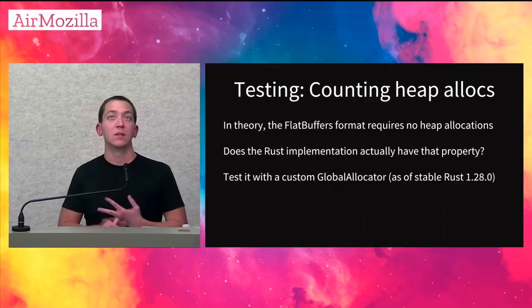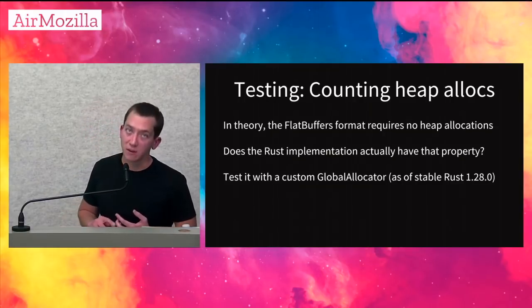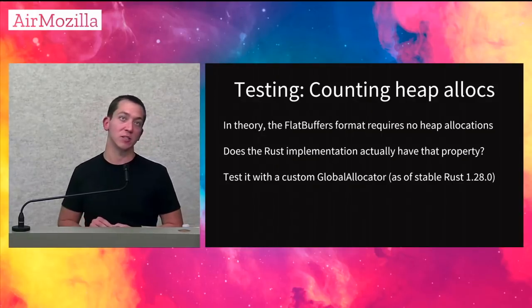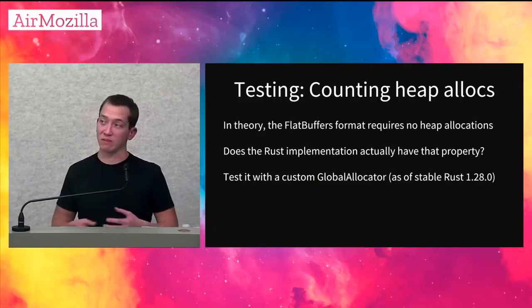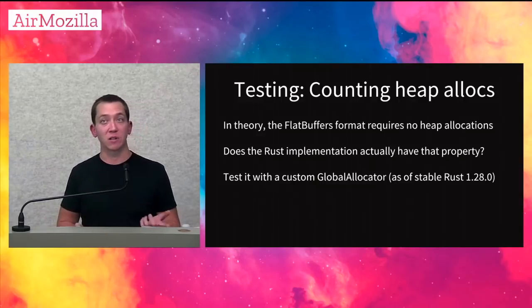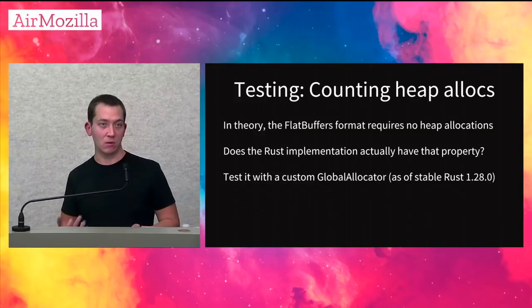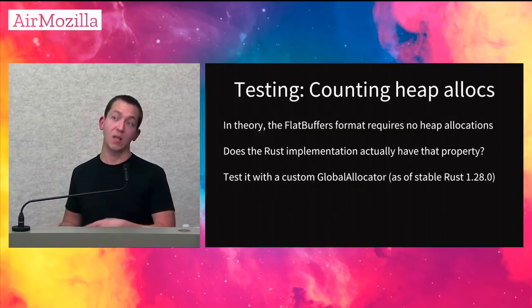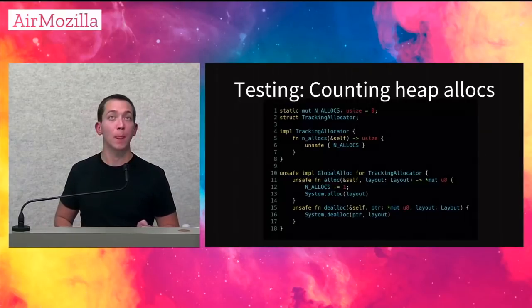Third thing, counting heap allocations. In theory, the Flatbuffers format doesn't require any heap allocations, but do we actually do that? Maybe we have a vec hidden somewhere, something like that. So as of Rust 1.28.0, we actually can use a custom global allocator in a separate program to verify that we aren't making any heap allocations on hop paths.